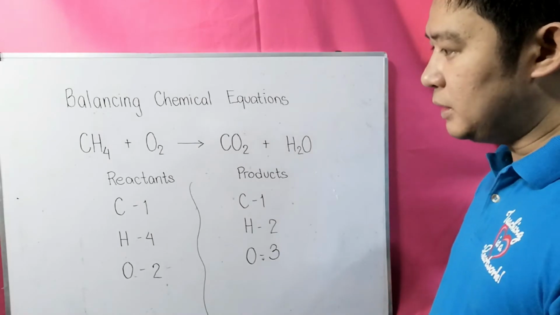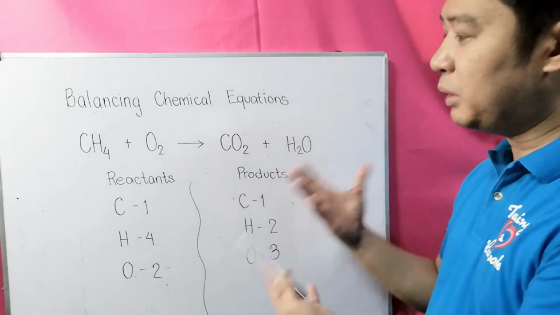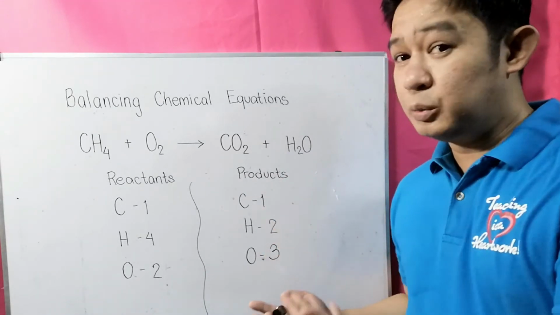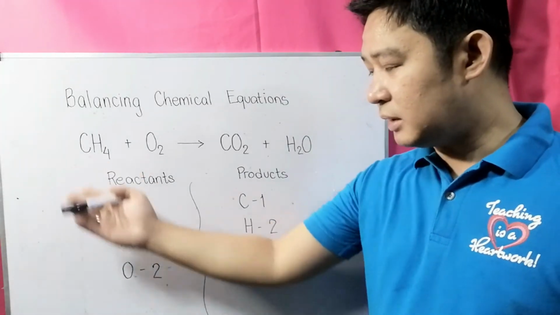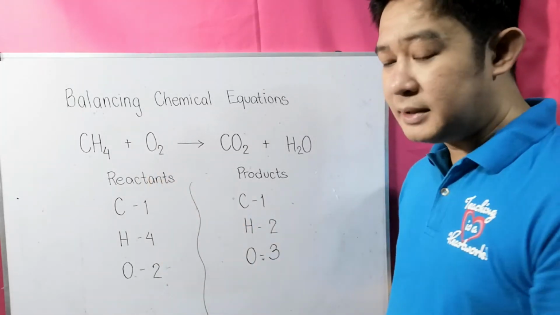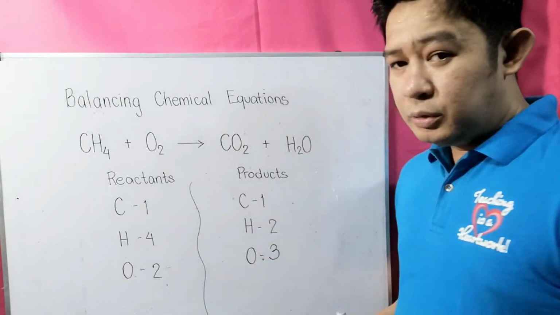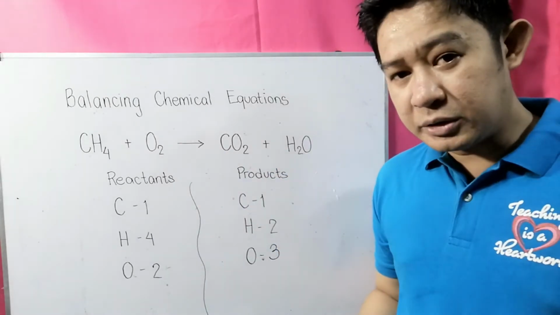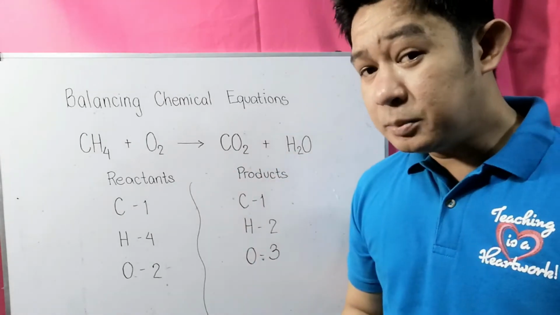So we have here the reaction between methane and oxygen, and this particular chemical reaction is actually a type of reaction which we call combustion, wherein an organic substance like methane will react with oxygen in a diatomic form. That is why it has a subscript of 2, and then it will produce two products, the carbon dioxide and water, assuming that the combustion is complete.